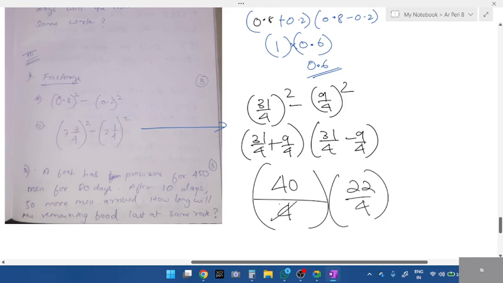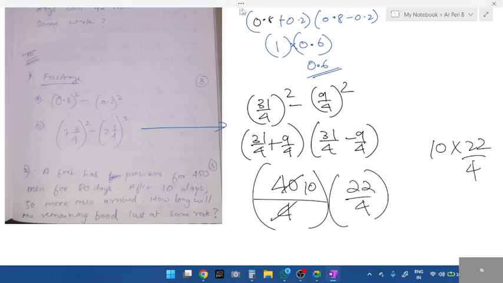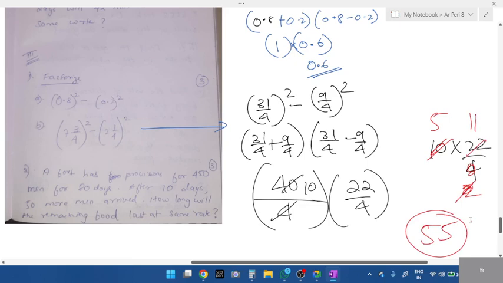Next. Very good. 4 ones are 4, 4 tens are 40. See, you will have 10 into 22 into 4. Reduce: 2 fives are 10. Next, 2 twos are 4, right? And 2 ones are 2. 11 twos are 22. What's the answer? 55. Now you all can check the answer, students. Whatever I've done, all of you will go through this.